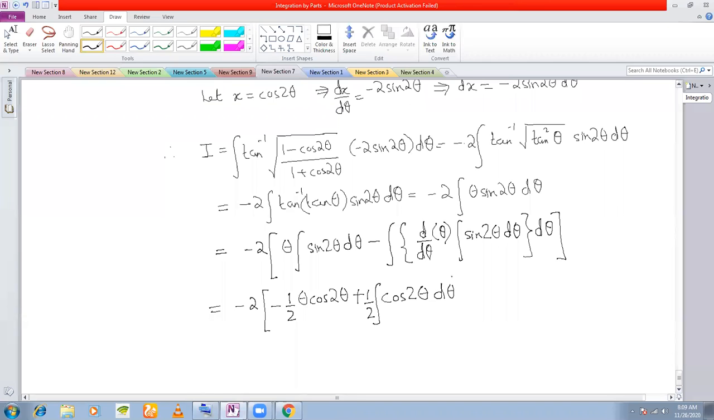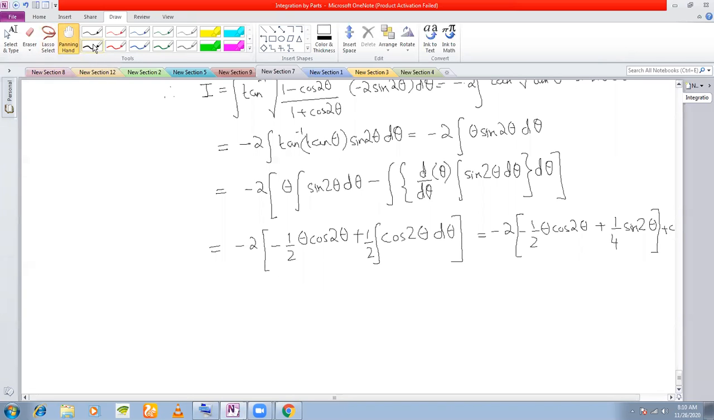d theta, right? So this becomes minus 2 times minus half theta cos 2 theta, and integral cos 2 theta is half of sine 2 theta. Half and half combined become 1/4 sine 2 theta plus c. Okay, that's it. And you put back the value of theta.